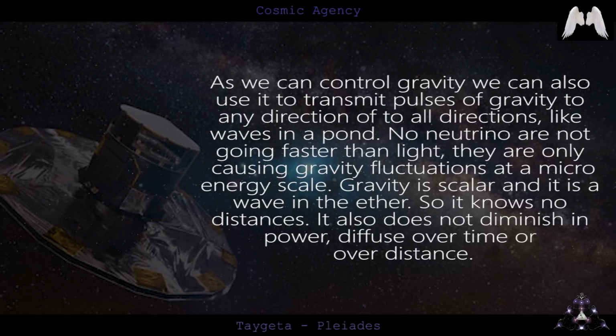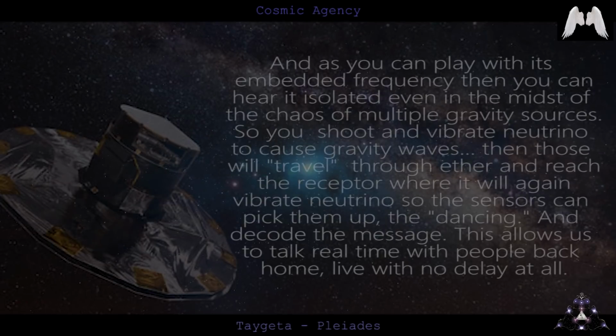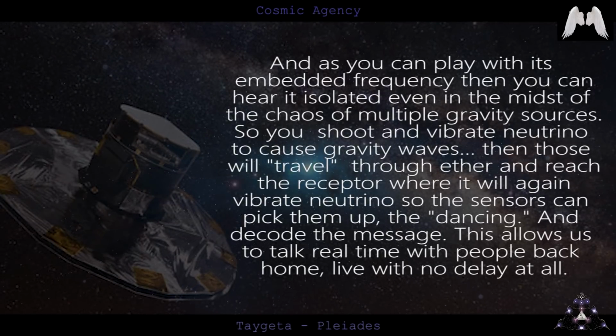No, neutrinos are not going faster than light. They're only causing gravity fluctuations at a micro energy scale. Gravity is scalar, and it is a wave in the ether, so it knows no distances. It also does not diminish in power, or diffuse over time or over distance. And as you can play with its embedded frequency, you can hear it isolated, even in the midst of the chaos of multiple gravity sources.